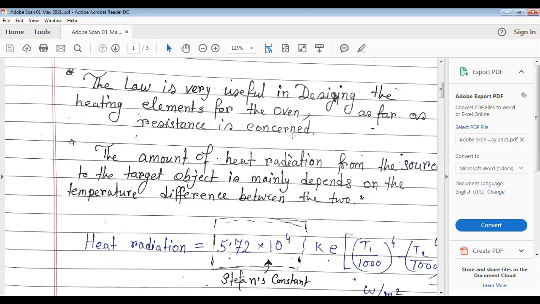So the radiation from the source to the target object mainly depends on the temperature difference. If there is a 100-degree temperature for the source and 10-degree temperature for the sink, then the radiation depends on the 90-degree difference. But if there is a 100-degree temperature for the source and 90-degree temperature for the sink, then the radiation depends on the 10-degree temperature difference. So this is the main topic.